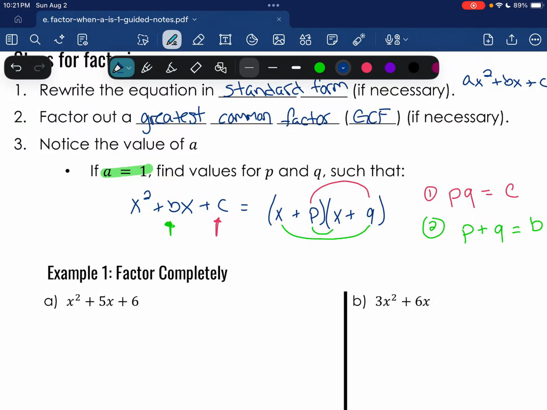So this is going to factor as x plus 2 times x plus 3.